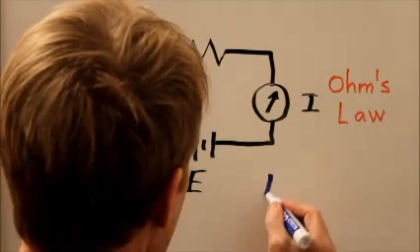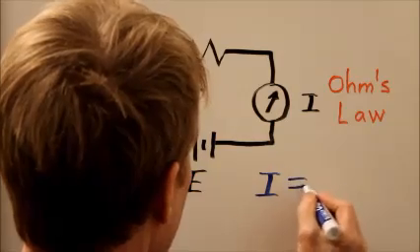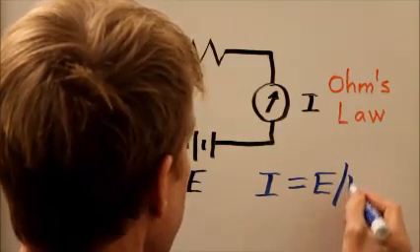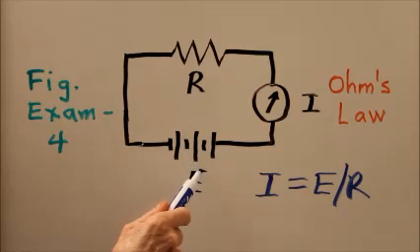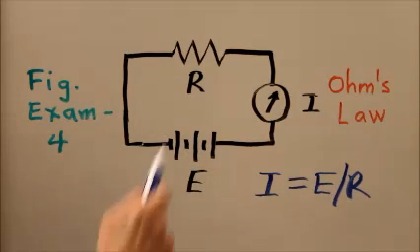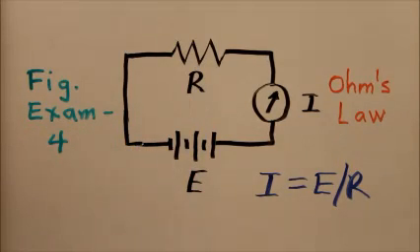Remember Ohm's law, I equals E divided by R. We have this circuit here. Voltage is E in volts, resistance in ohms is R, and the current in amperes is I. So I equals E divided by R.